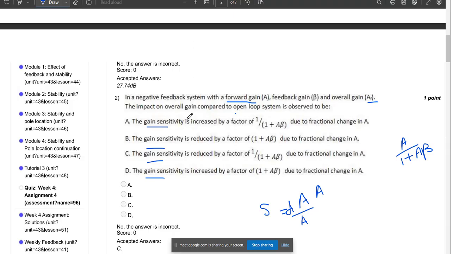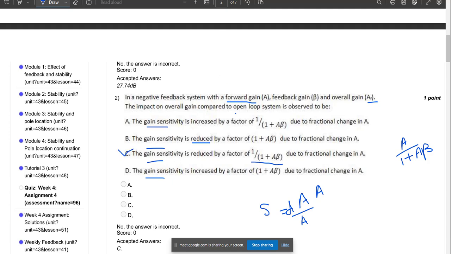Here it's asked: the gain sensitivity is reduced by a factor of 1 upon 1 plus A beta due to fractional change in A. So this is correct, right?